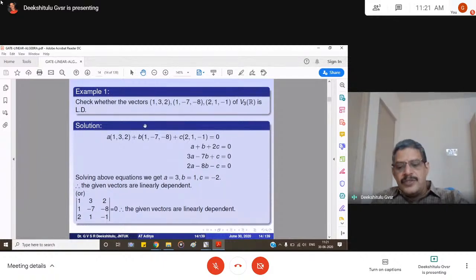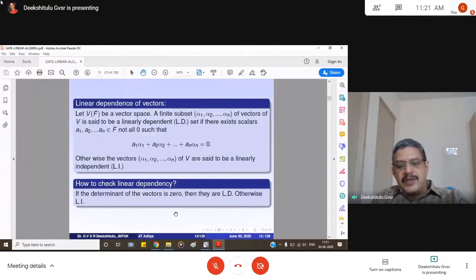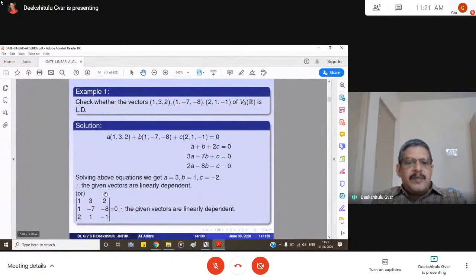Otherwise, if you use this test, take the determinant of the vectors. So I write them as rows: 1, 3, 2 the first row, 1, minus 7, minus 8 second row, 2, 1, minus 1 third row. Find the determinant. If it is 0, then they are linearly dependent. If you are good at finding determinants, better convert the rows into a matrix and find the determinant. If it is 0, linearly dependent.